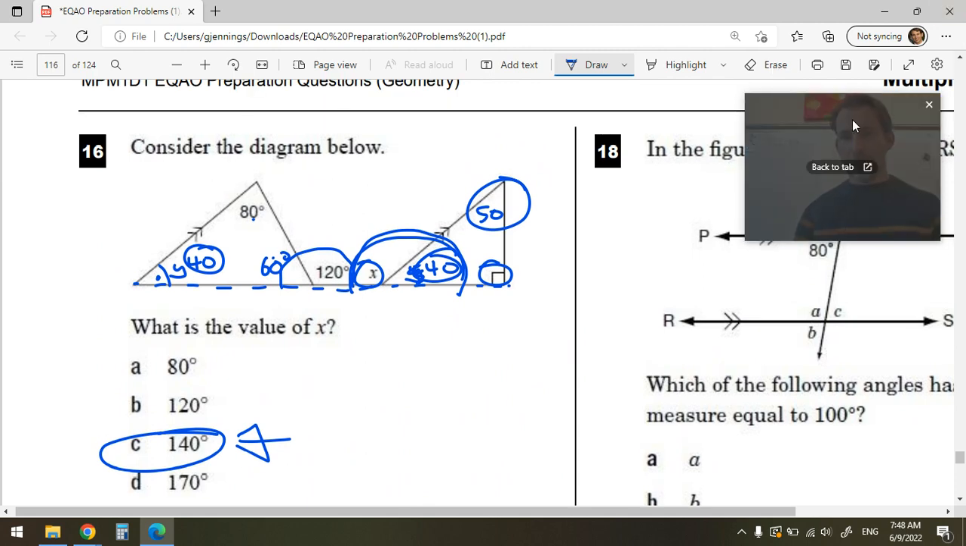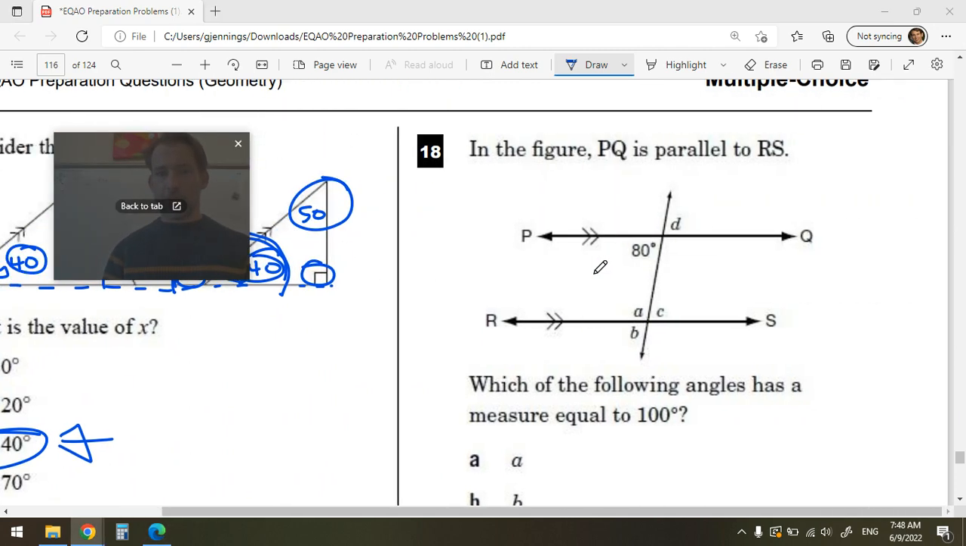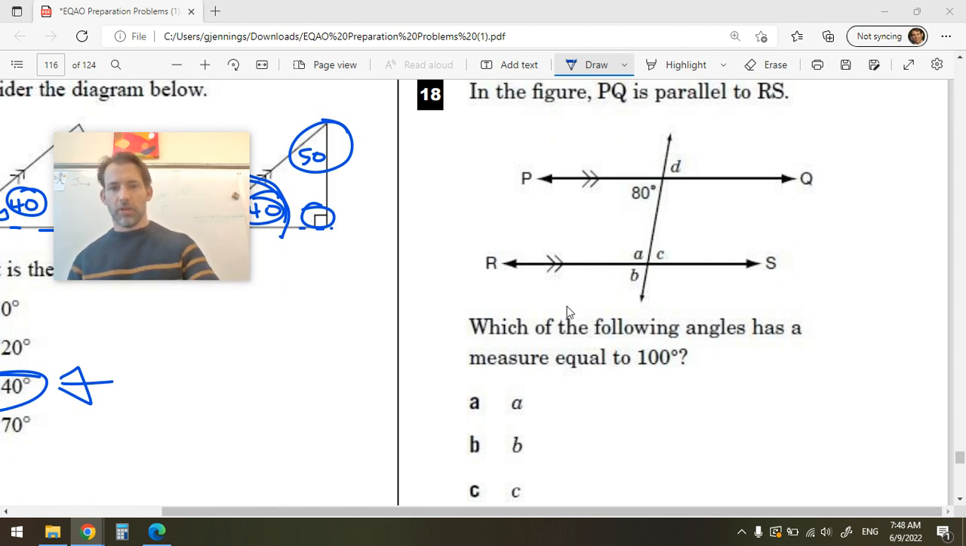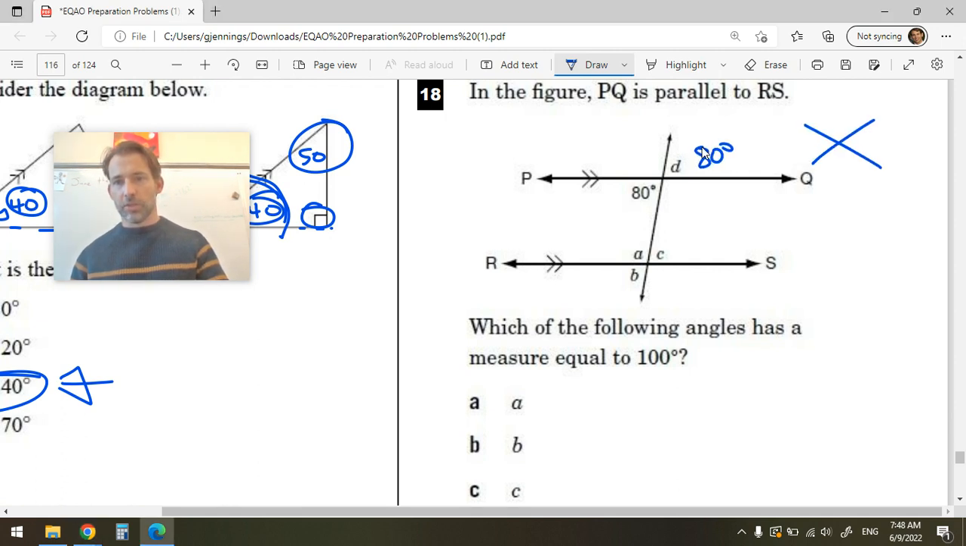There you go. Teresa, that's going to make you a parallelogram. All right. 18. In the figure, PQ is parallel to RS. So which of the following angles has a measure equal to 100 degrees? Well, this is 80 degrees because you have two kissing birds. This angle is the same as that angle when two straight lines cross. So that means this angle here is 180 total. So this is 100 degrees up here. And that means A is the same. A is 100 degrees, because these two lines are parallel. So this down here is the same as that there. So that's 80 degrees. And then so A is 100 degrees.